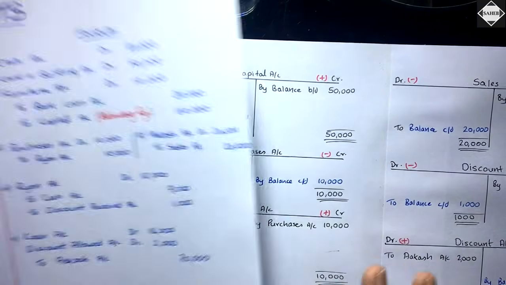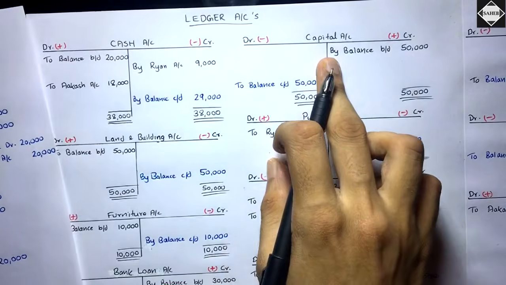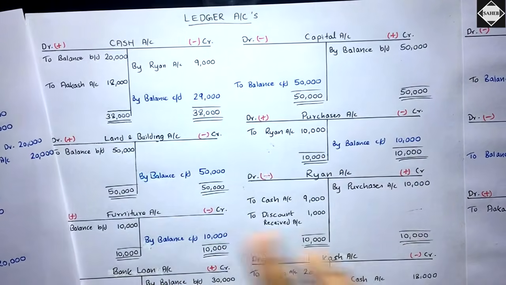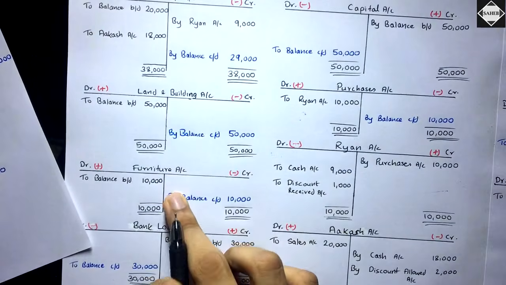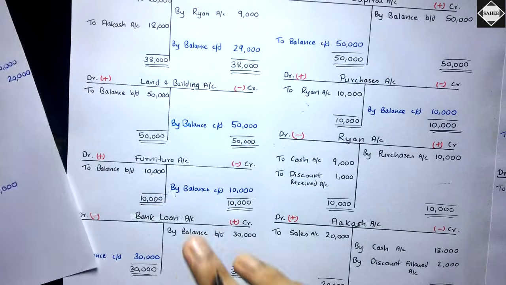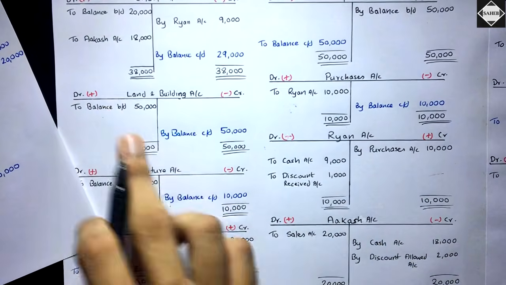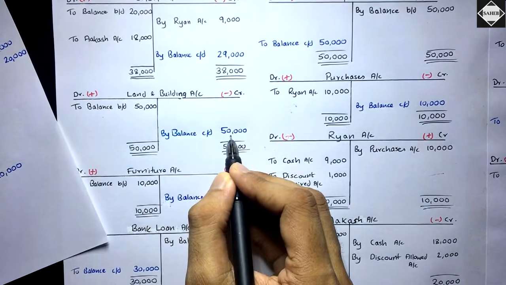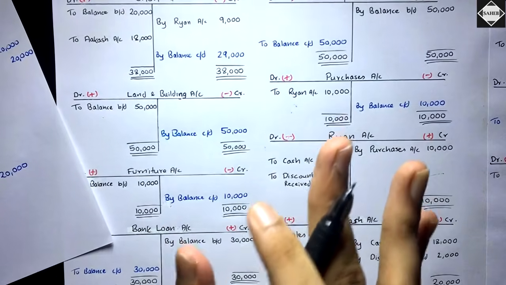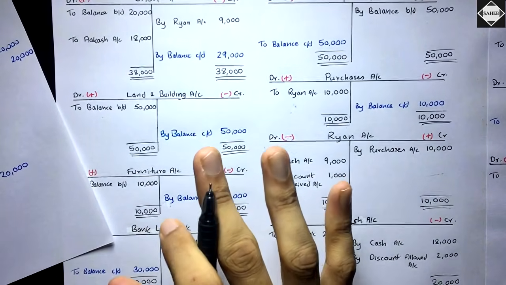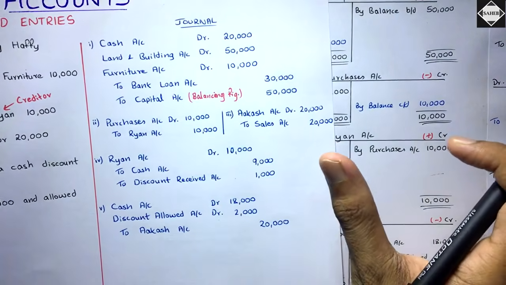Now see here, listen to me very carefully. Land and building, furniture, bank loan, these things don't have any more transactions in those accounts. If you can see, there are no more transactions in the capital account, land and building account, furniture account and bank loan account. So what you're going to do is immediately close off these accounts by taking their closing balances. This was the opening balance, nothing has happened, so by balance carried down 50,000. But of course, in real life there will be depreciation over here. In real life I'm talking about. But here we are ignoring that. Why? Because here our main focus is to understand how to post the compound journal entries into the ledger accounts.